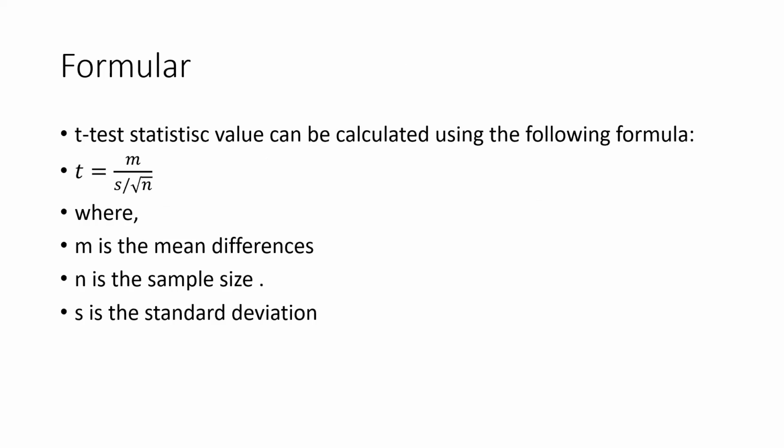So the formula is very straightforward. The t-test statistic can be calculated using the formula t equals m divided by s over the square root of n. m is the mean difference, n is the sample size, and s is the standard deviation.